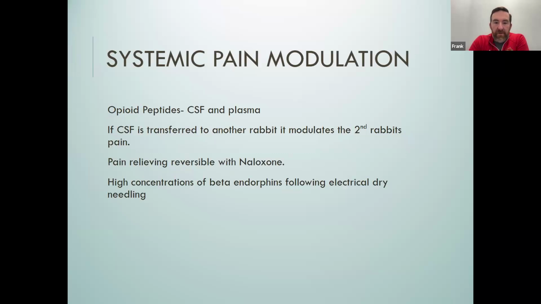This is that slide talking about the article about the CSF transferred from one rabbit that was needled: take the CSF from that rabbit, put it into another rabbit, and that second rabbit has modulated pain. You can also see that pain relief can be reversible with naloxone, through the beta endorphin pathways. And if you do e-stim with dry needling, they've measured high concentrations of beta endorphins.